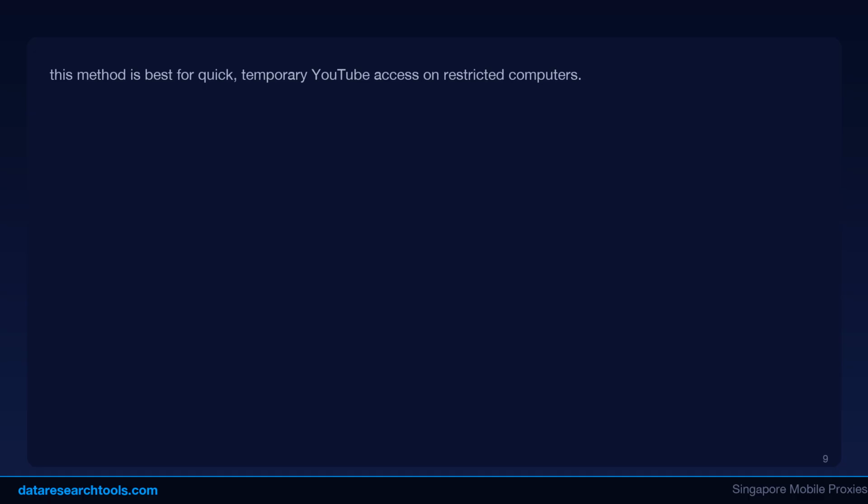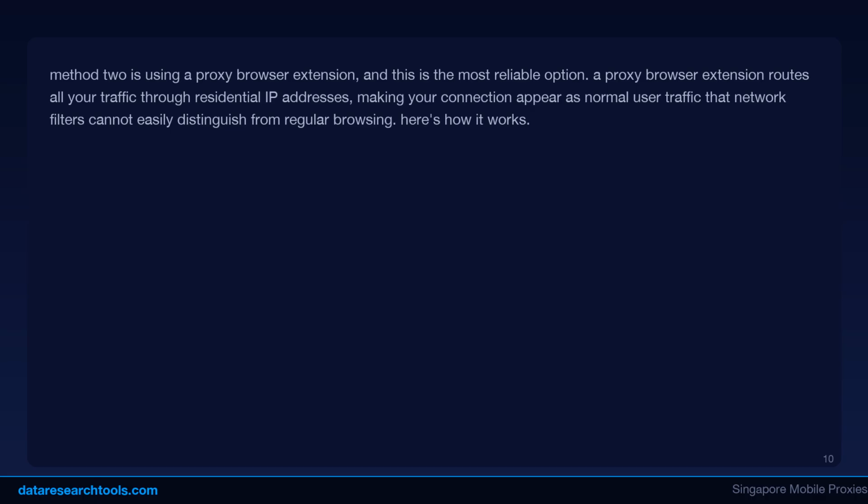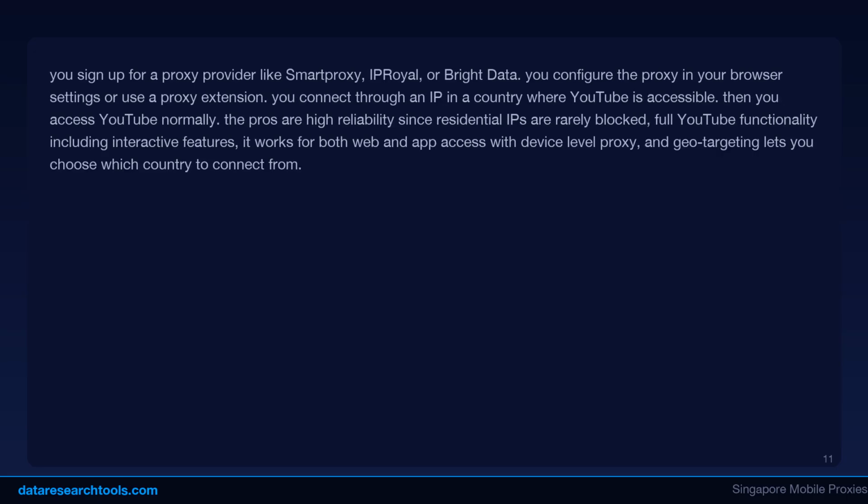Method 1 is using a web proxy, and it's free and quick. Web proxies route your traffic through an intermediary server, hiding your request from the local network filter. You open a web proxy site like Proxysite, Kproxy, or Hide My Ass Web Proxy. You enter YouTube's URL in the proxy's address bar. The proxy fetches YouTube and displays it through its own domain.